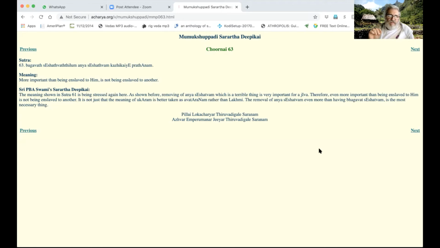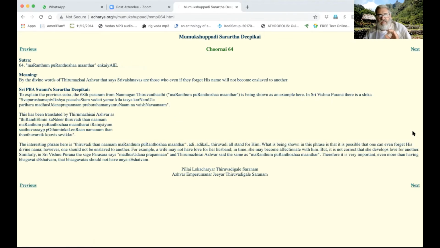It is not just that the meaning of ukara is better, taken in the first sense, than the meaning of the other syllable. The removal of the idea of subservience to others, even more than Bhagavat sheshatvam, even more than being a servant of the Supreme Lord, is the most necessary thing. It is, in fact, extremely essential. So, by the divine words of Tirumalisai Alwar, Sri Vaishnavas are those who, even if they forget his name, will not be enslaved to another.